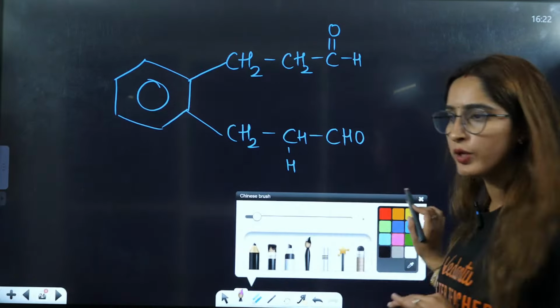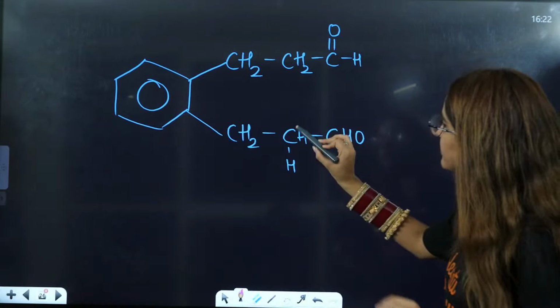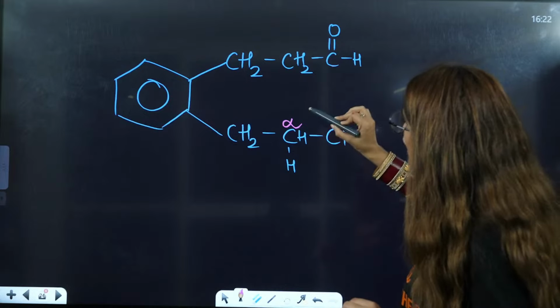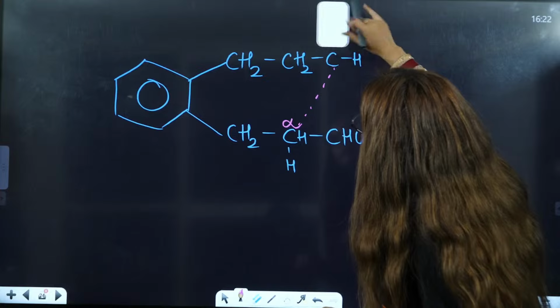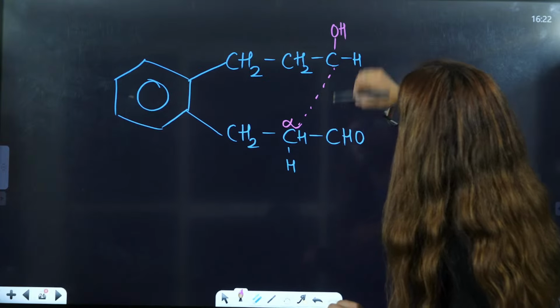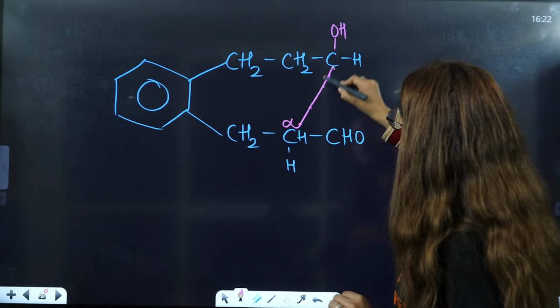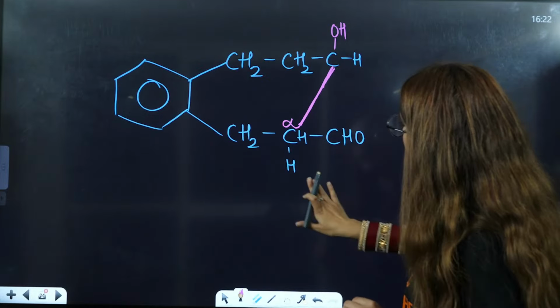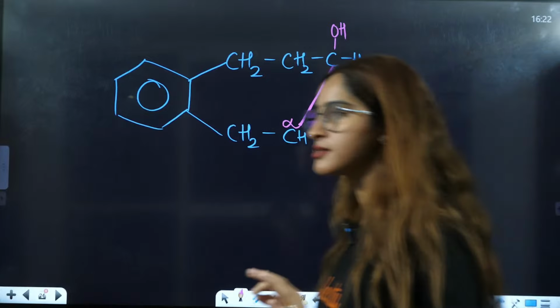Now, what you have to do here? You just have to, this is alpha, this is carbonyl. You just have to join these two together, convert this into OH, right? Convert this into OH, join these two together. Let's say I have joined this. Rest of this hydrogen is shifted there only, and that is your final answer.